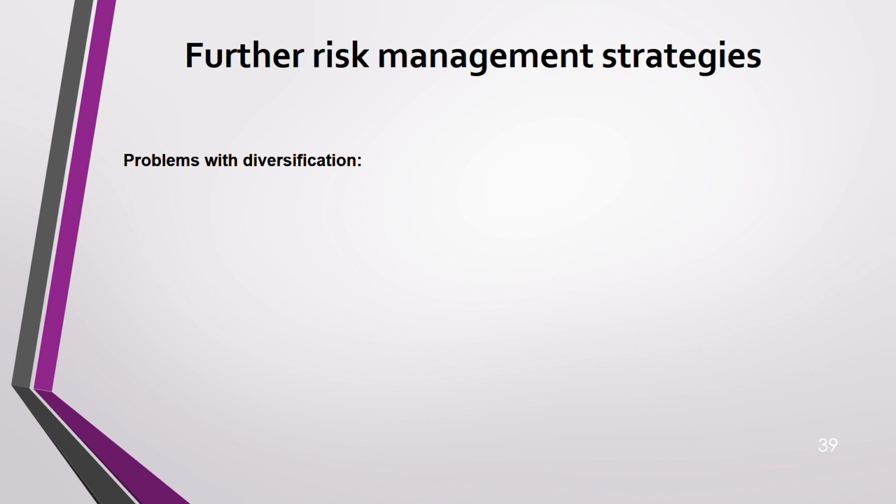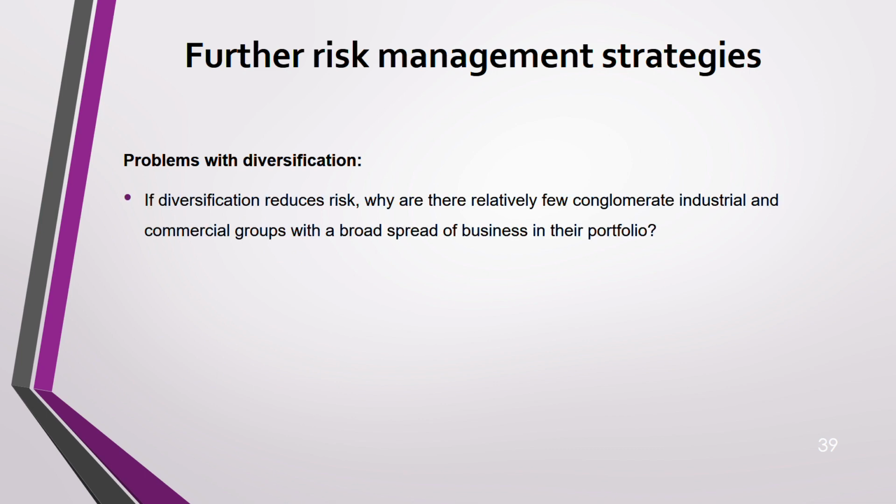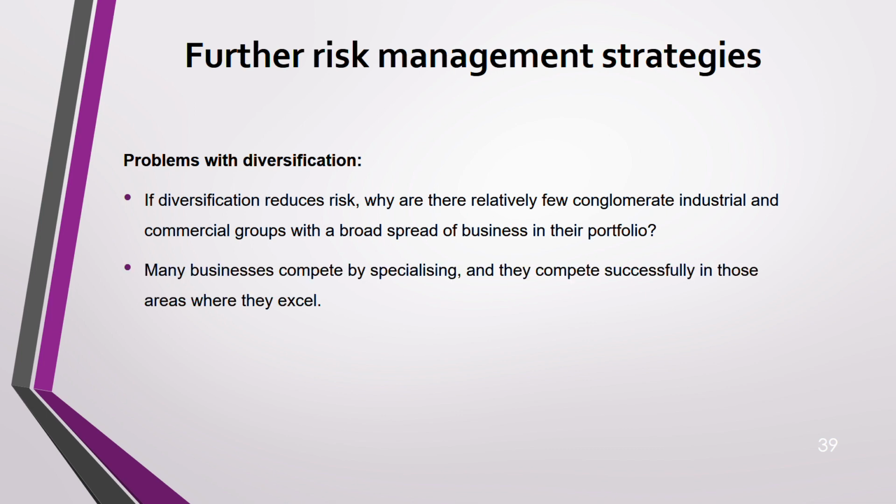But there are problems with diversification that you should know. One disadvantage: if diversification actually reduces risk, then why are there only a few conglomerates? Conglomerate means unrelated diversification. Why are there so few industrial commercial groups that are in totally different lines of business? Because the success rate is less. Another problem is that businesses can only excel where they specialize. You cannot go into an unrelated business where you don't have specialization and be successful there. Very rare.